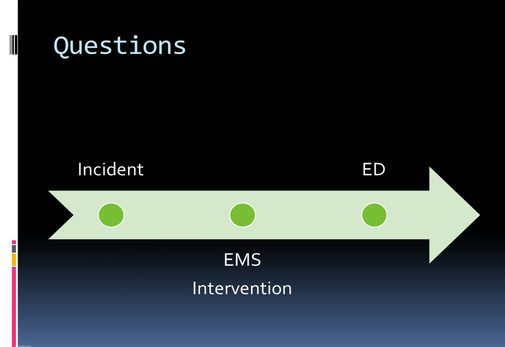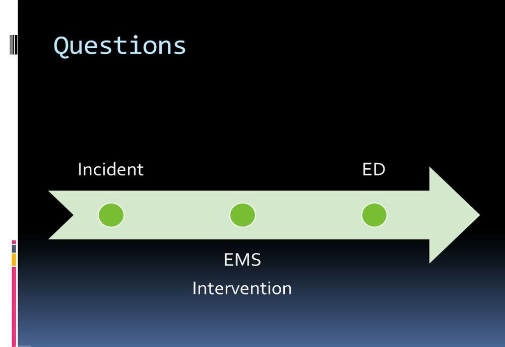All right, any questions on that? Remember, we're looking at the incident and the EMS intervention, and we're an extension. So it's all one big extension. It starts at the incident, then what we do, and then we're an extension of the emergency department. So we need to always be thinking, what am I doing? How is this going to help the patient in the long run?